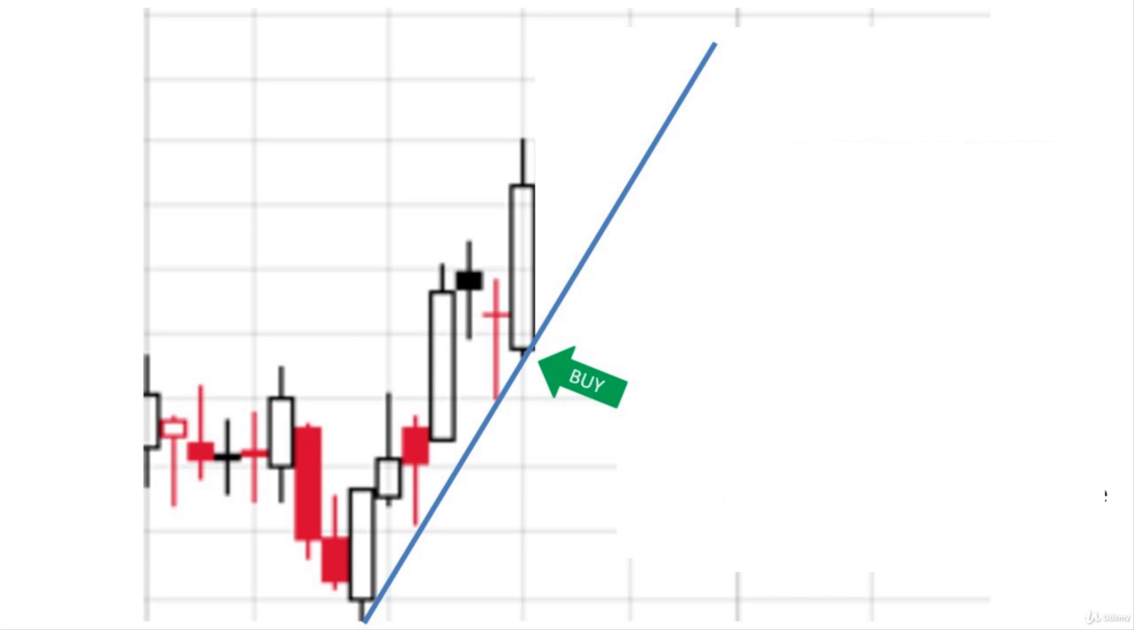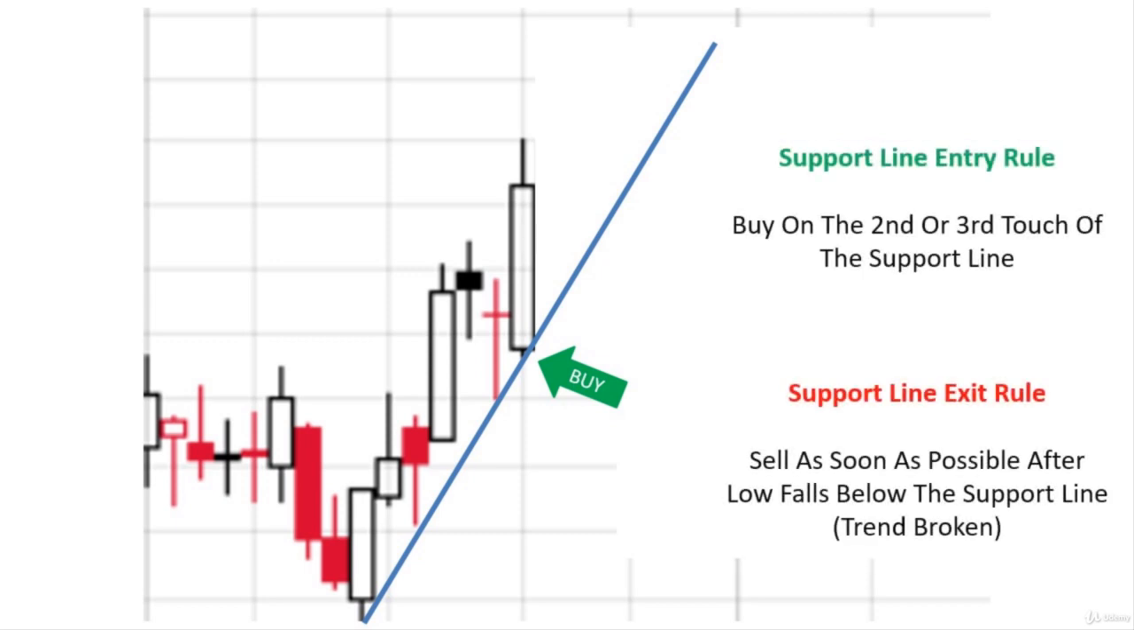So this is how we draw it. Now how do we trade on this? There are 2 rules around this: the support line entry rule and the support line exit rule. The support line entry rule says that you buy on the second or third touch of the support line. Where I have the arrow here, you can see it's on the third touch. It could have been on the second touch or near touch of that support line. That's when you're buying in. You're in an upward trend, you want to ride the upward trend, so that's when you buy in.